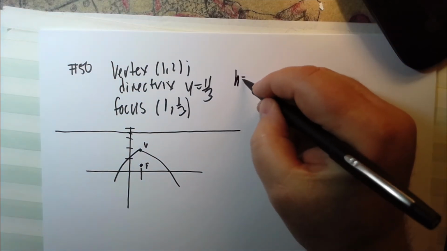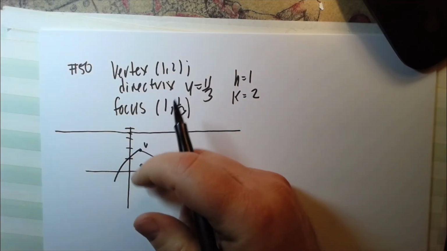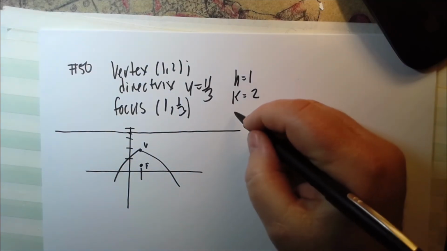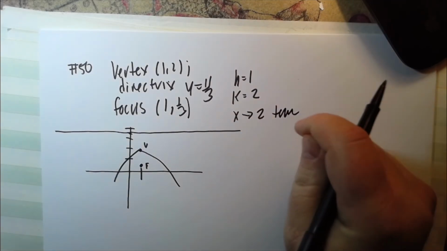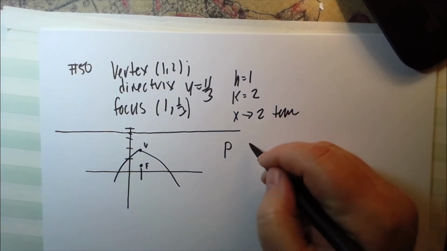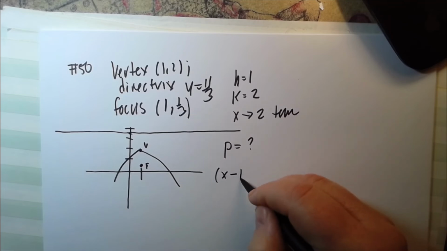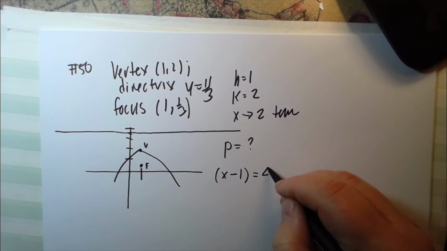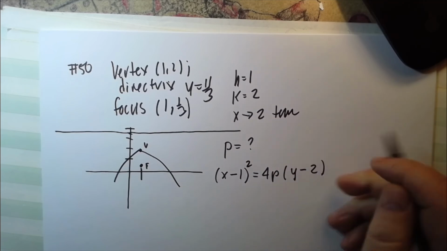So we know that h is equal to 1. We know that k is equal to 2. We know we're opening in the y direction, so that means x is the squared term. And the last thing we need is p, because we can put everything in at this point. It's going to be (x minus 1) squared is equal to 4p times (y minus 2), like that.